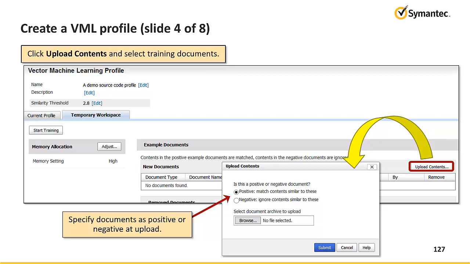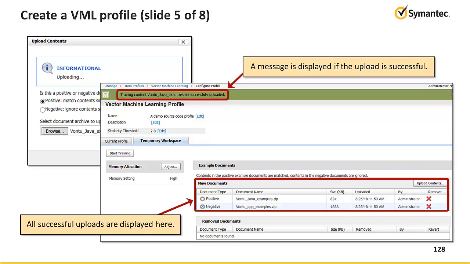Ensure that you select the correct document archive that you told the system you are uploading. If you mismatch the upload, that is, you selected negative but uploaded a positive document archive, the resulting model will be inaccurate. After each upload, a message will be displayed if the upload was successful, and each successful upload will be displayed in the New Documents table, along with whether it was classified as positive or negative.